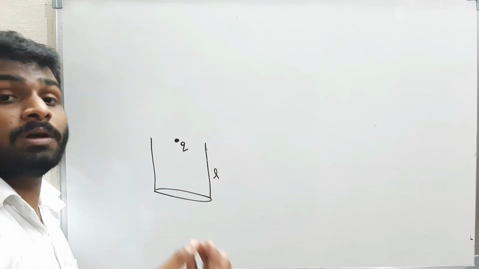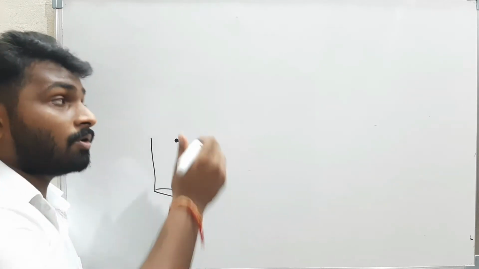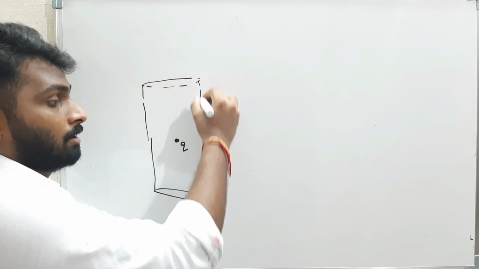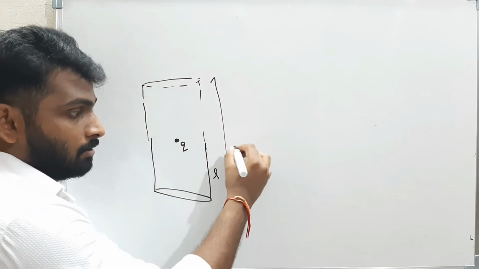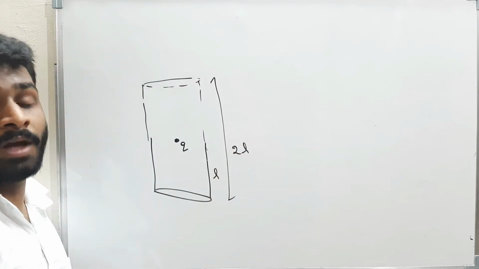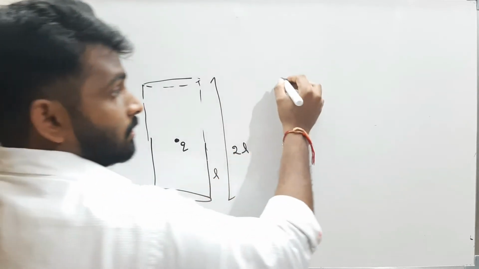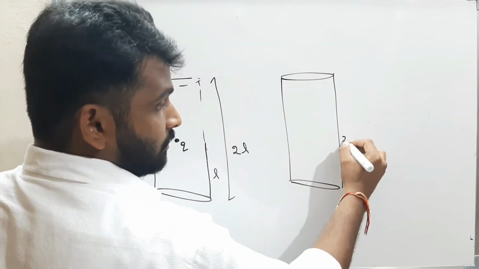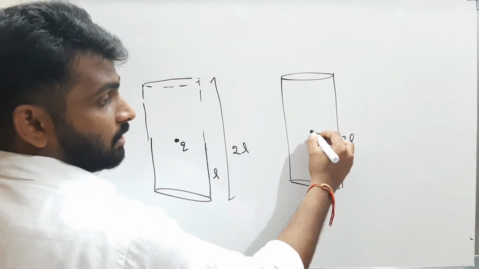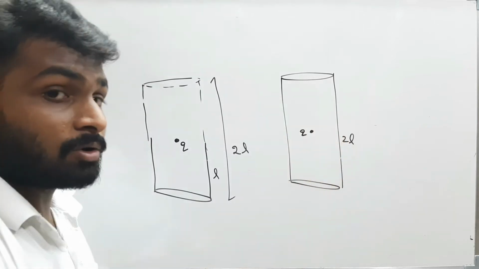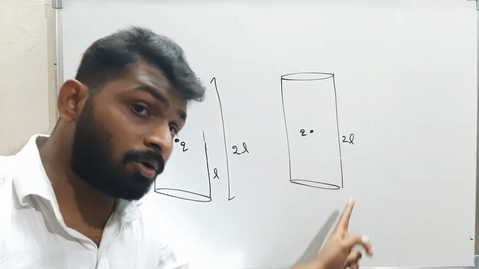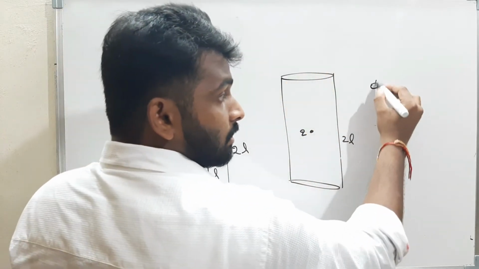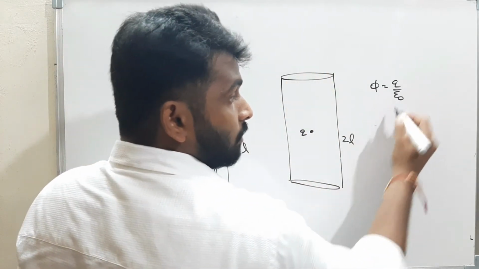I am assuming a Gaussian surface. I am assuming a Gaussian surface of cylinder of length 2L, like this. This is a Gaussian surface of length 2L. The charge is at the center. Now it is a closed surface. What is the flux? For a closed surface, the flux is Q by epsilon naught.